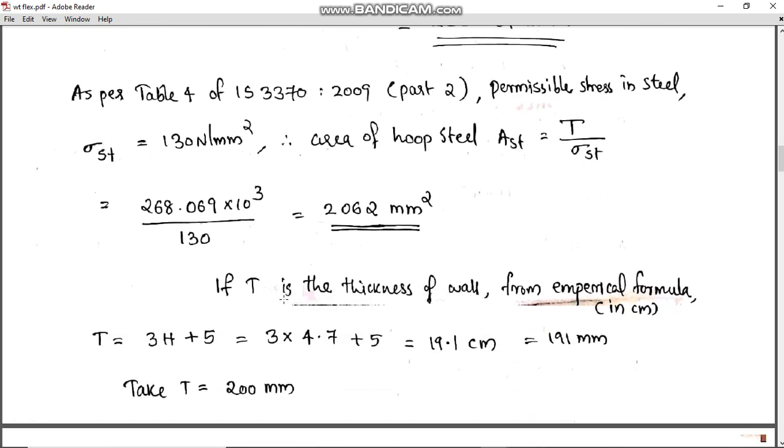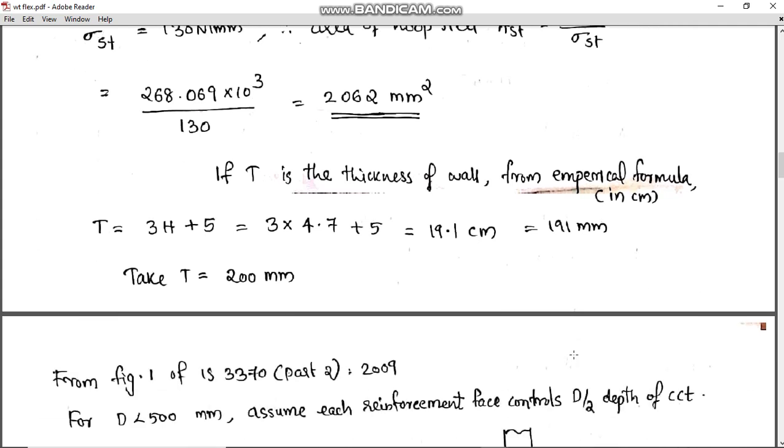And if capital T is the thickness of wall, from the empirical formula in centimeter, we have T is equal to 3H plus 5. If it is 30H plus 5, then it will be in mm. Okay, so here it is 3H plus 5, that is 3 into 4.7 plus 5, that is 19.1 centimeter, equal to 191 mm. So we can provide a thickness of 200 mm.